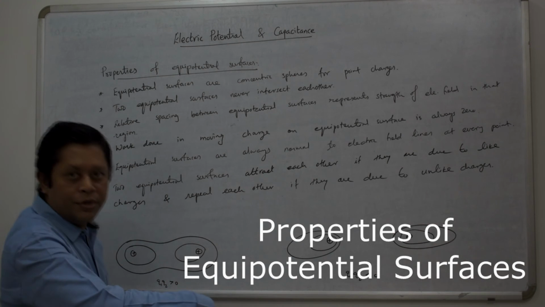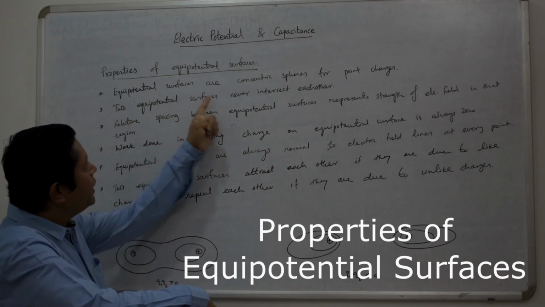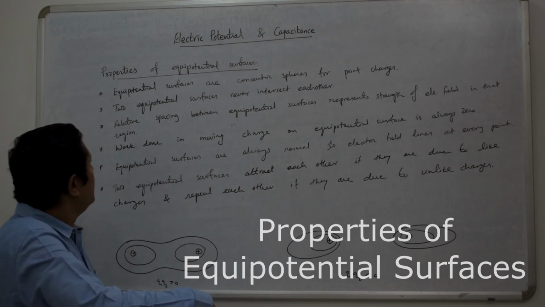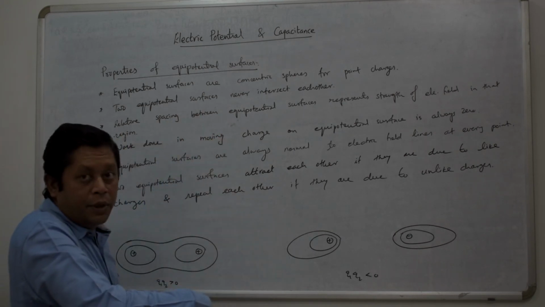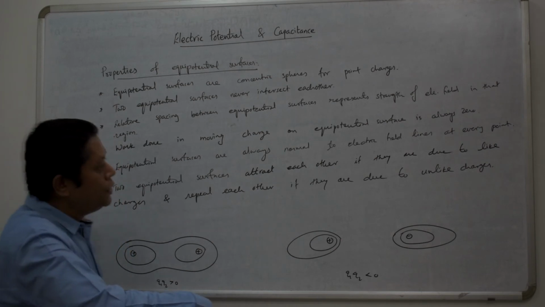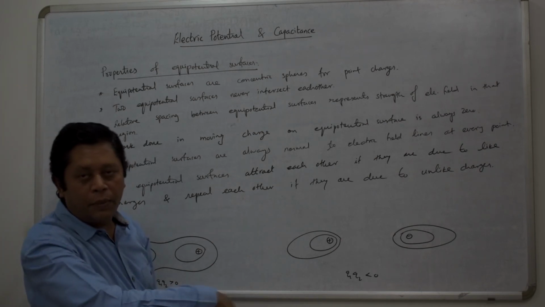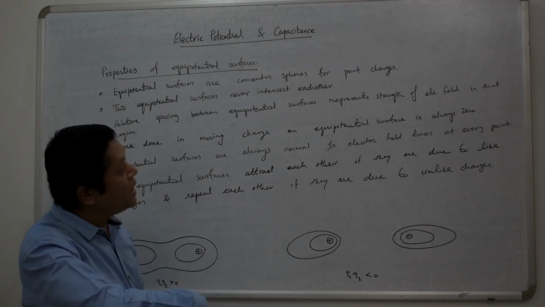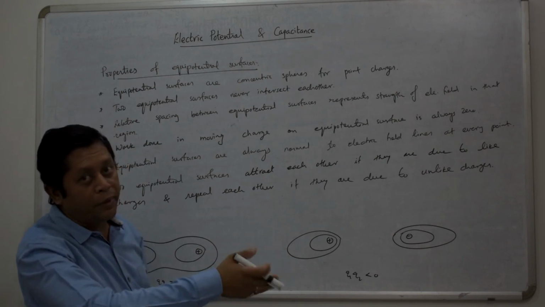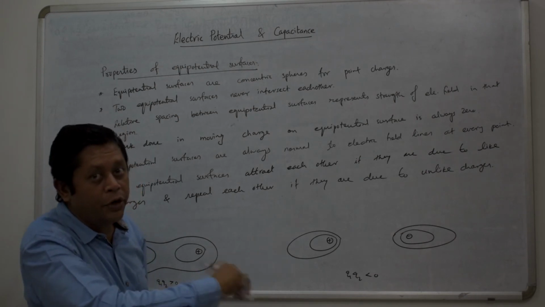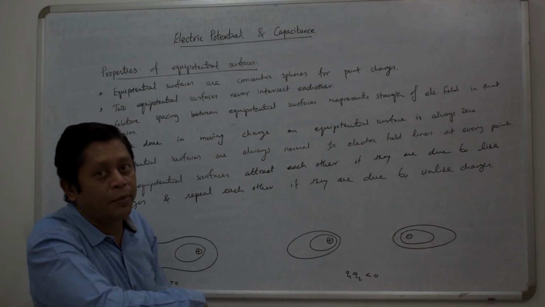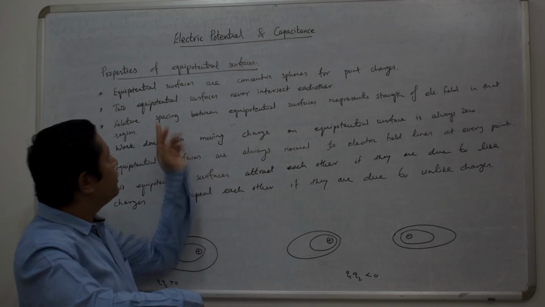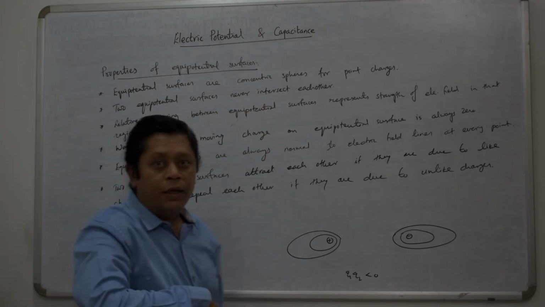Properties of equipotential surfaces. Equipotential surfaces are concentric spheres for point charges. Two equipotential surfaces never intersect each other. You know, an equipotential surface represents the electric potential at any point on its surface. If two different surfaces are intersecting, it means that at the point of intersection there are two values of electric potential, which is not possible. And that's why we say two equipotential surfaces never intersect each other.